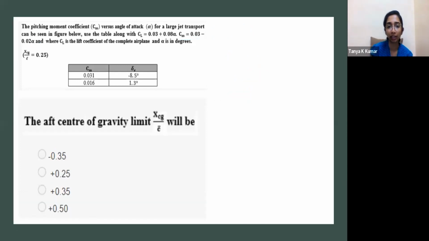The aft center of gravity limit for xcg will be. So what does this mean? Most aft limit for xcg. For a stable aircraft, your CG should be ahead of the neutral point, right? So the aftmost point for CG would be the neutral point. Exactly. So the answer here would be the neutral point location, which we calculated to be 0.5. It's the same thing as neutral point. So is assignment 3 clear to everyone? Any questions from assignment 3?